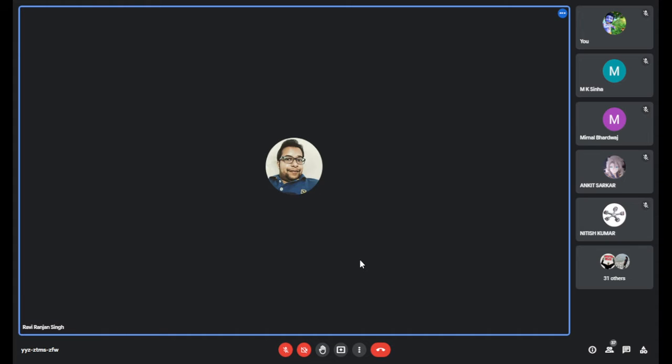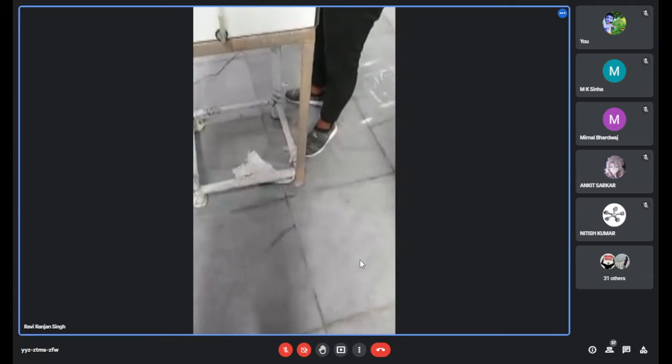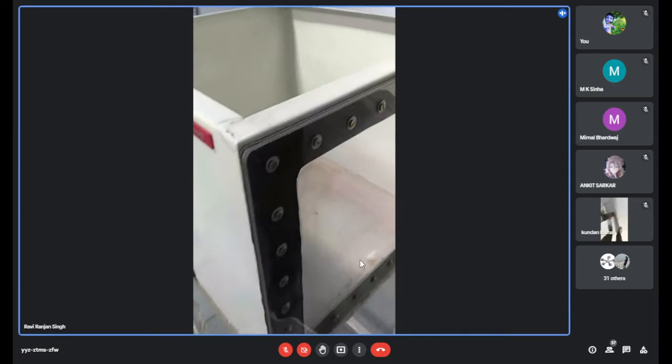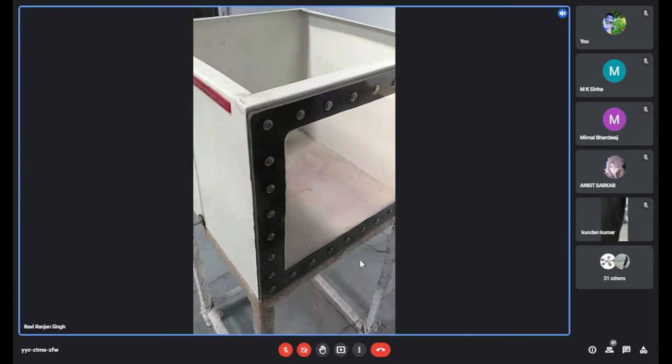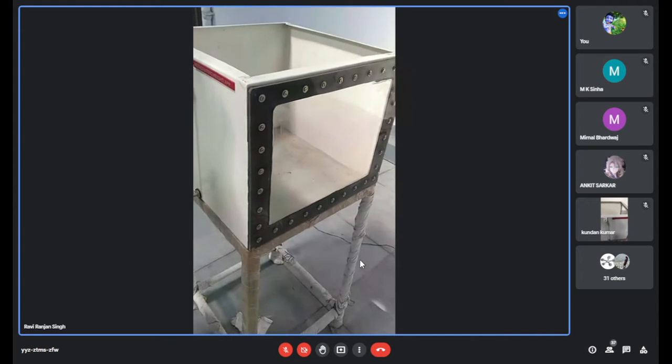Okay. So we have 5 experiments. Now I am going to show the setup of all the experiments. First we have the setup of our first experiment, that is metacentric height. And this is the apparatus.